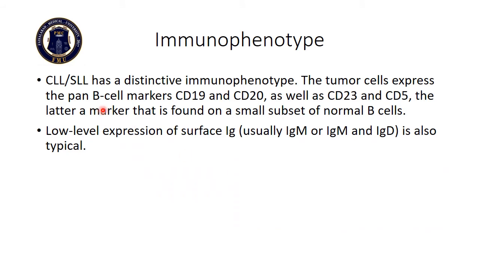Immunophenotyping. CLL/SLL has a distinctive immunophenotype. The tumor cells express the pan B cell markers CD19 and CD20, as well as CD23 and CD5, the latter a marker that is found on a small subset of normal T cells. Low level expression of surface immunoglobulin, usually IgM or IgM and IgD, is also typical.